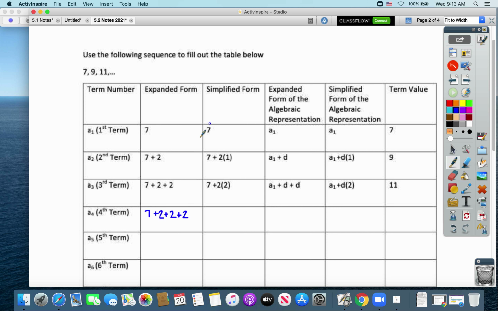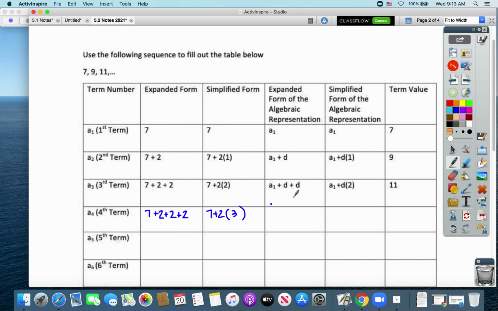And then here, they simplified it. So if we're adding repetitively, we know we can change that to multiplication. So the first one they did 7, and then 7 plus 2 times 1, and then 7 plus 2 times 2. So this would be 7 plus 2, and we had 3 of them there, so times 3.